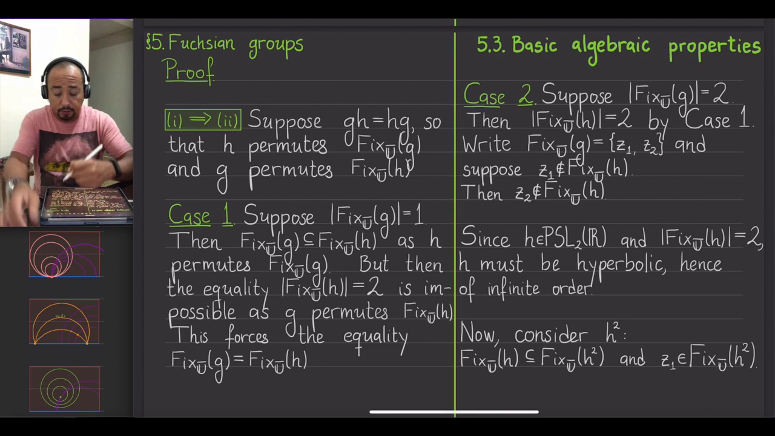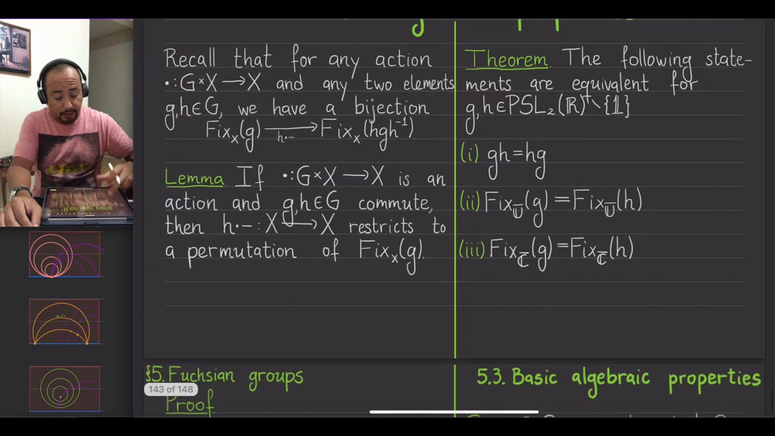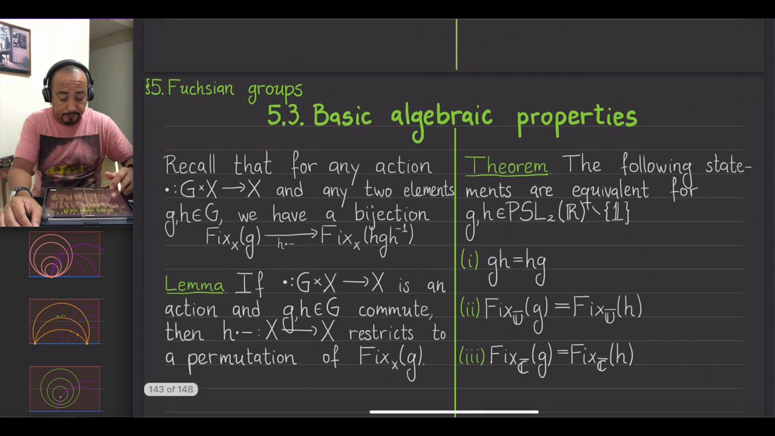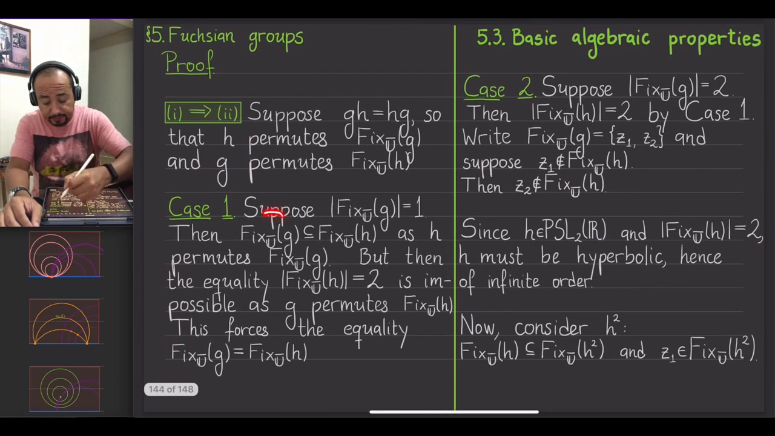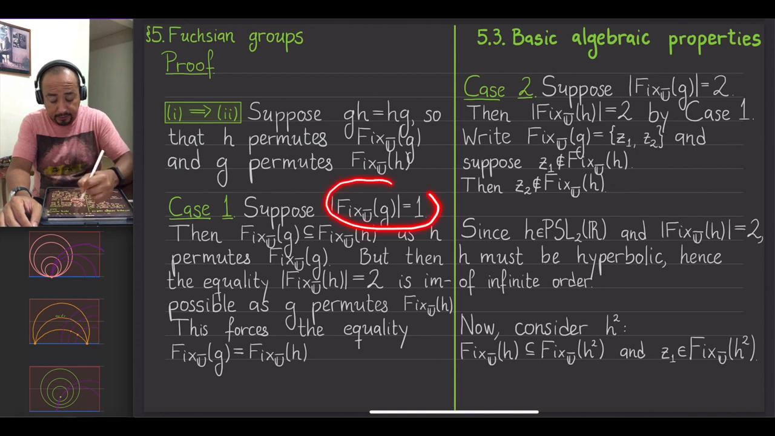So H must have exactly one fixed point, because again, we are assuming that H is not the identity function. So, having this inclusion and both of them having exactly one element, we must have equality. Okay. Now, this finishes the proof in this case.